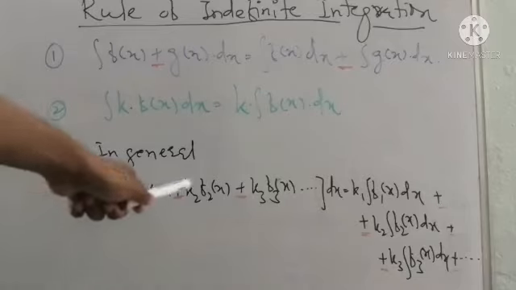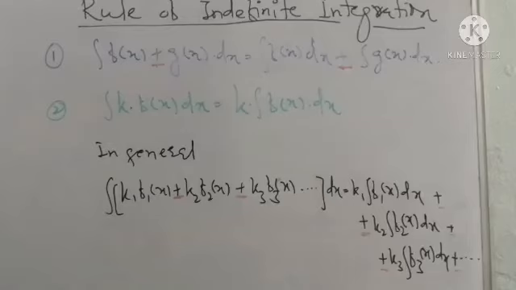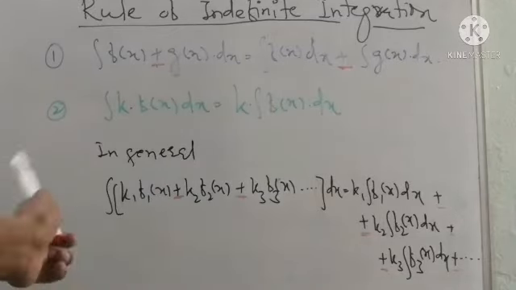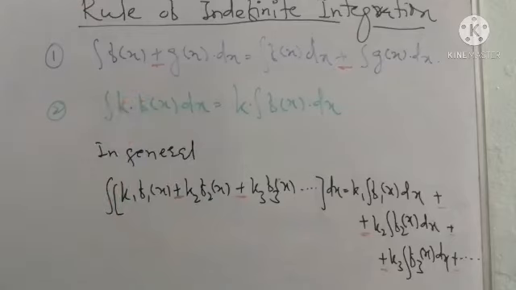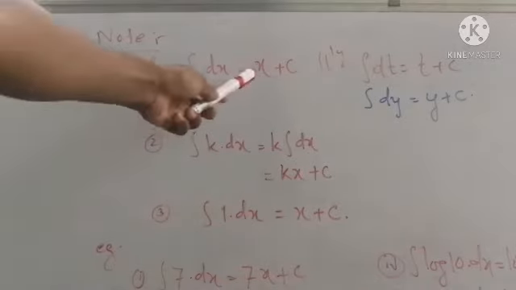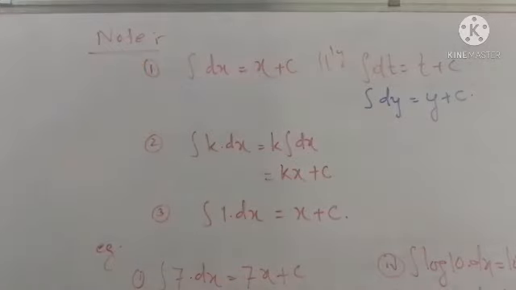Similarly, in integration, the constant is taken outside. In general, if a number of functions are given in addition or subtraction, multiplied by constants, here k1, k2, k3 are constants and f1, f2, f3 are functions, take separate integration of each function by taking the constant outside the integration. Now we take one important note, that integration of the operator dx is always equal to x plus c.